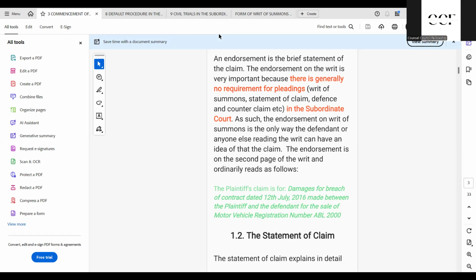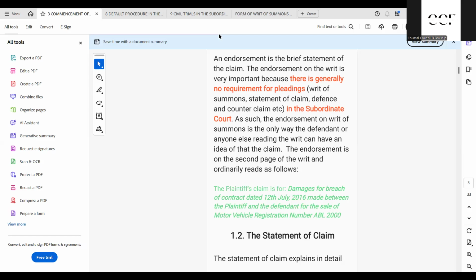The endorsement is on the second page of the writ and ordinarily reads as follows. So this is an example of how this claim is supposed to be. The plaintiff's claim is for damages for breach of contract dated 12th of July 2016, made between the plaintiff and the defendant for the sale of motor vehicle registration number ABL 2000. You will note that there is no amount. The claim is for damages for breach of contract, but there is no specific amount as to how much you're asking the court. That is what happens in a writ of summons.